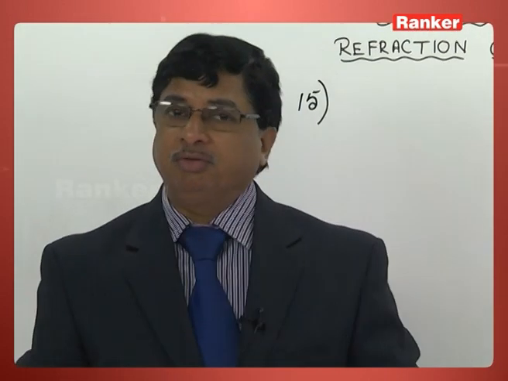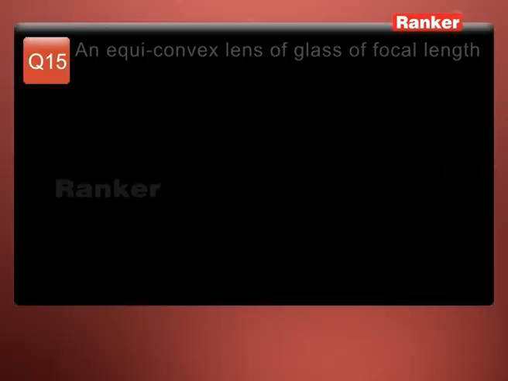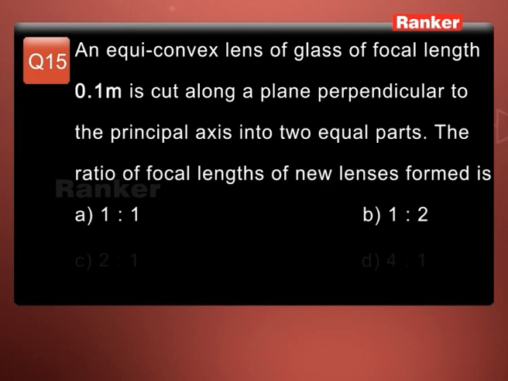Check the next number, 15 please. An equiconvex lens of glass of focal length 0.1 meter is cut along a plane perpendicular to the principal axis into two equal parts. The ratio of focal lengths of new lenses formed will be. The options are 1:1, second option 1:2, third option 2:1, and fourth option 4:1.